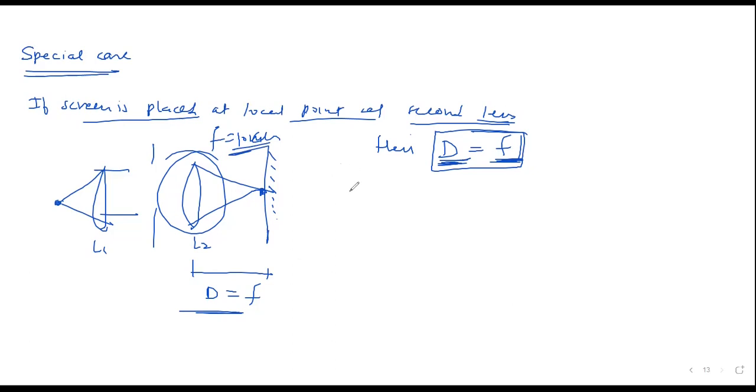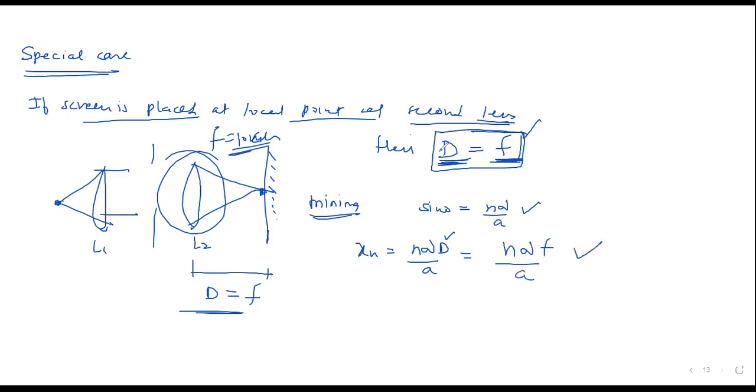Look, for example, suppose you want to find the position of your minima or dark fringe. Then how did you write it? You wrote sine theta is equal to n lambda by a. This was angular, no change. But for linear, how did you write it? Linear xn is equal to n lambda D by a. This was the formula. So if D is not given, then what is given? The focal length of the lens will be given, and the screen will be placed at the focal point of the second lens. Then the same formula you can write this way: n lambda f by a. Very, very important. So the screen distance is simply equal to the focal length of the second lens.